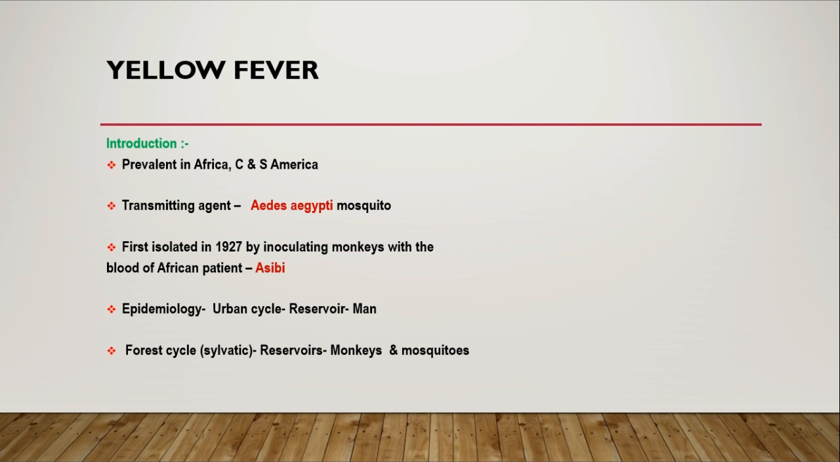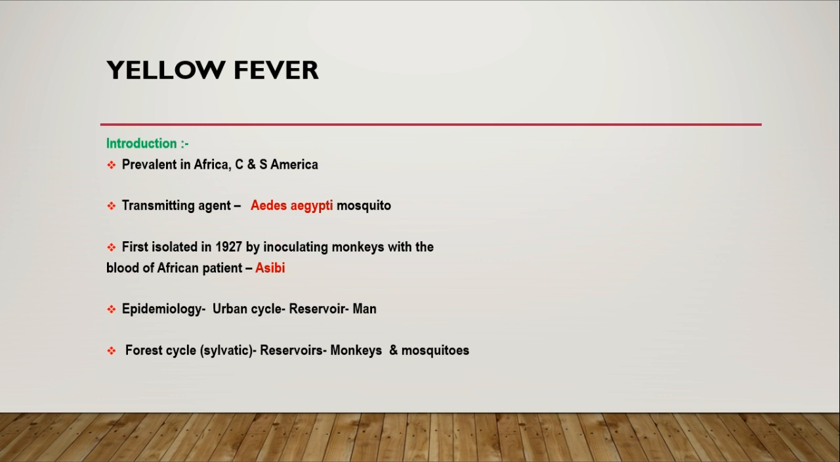If you see the transmission cycle or epidemiology of yellow fever, it includes two different types of cycle. One is called the jungle cycle. In the jungle cycle, the infection happens between monkeys and forest mosquitoes. Forest mosquitoes transfer the infection among the monkeys, so only monkeys and forest mosquitoes are involved. When you talk about the urban cycle, the transmission happens between humans and urban mosquitoes.